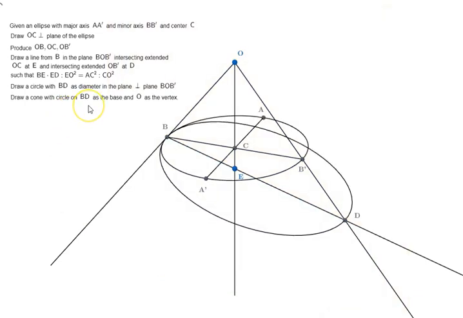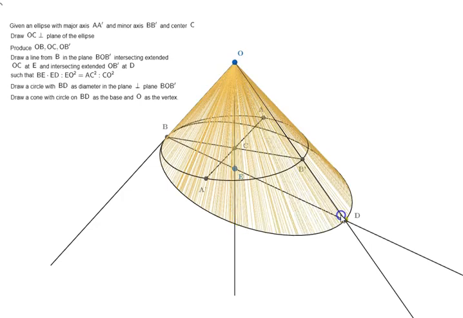Draw a cone with the circle on BD as the base and O as the vertex. So let's visualize the cone. This is a point on the circumference of the circle whose diameter is BD. As you notice, a cone has been formed of which this ellipse is a section. Now you might have noticed that this is not a right circular cone. It is a cone which is called an oblique cone.